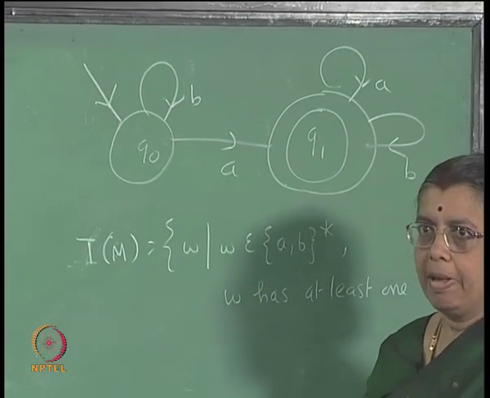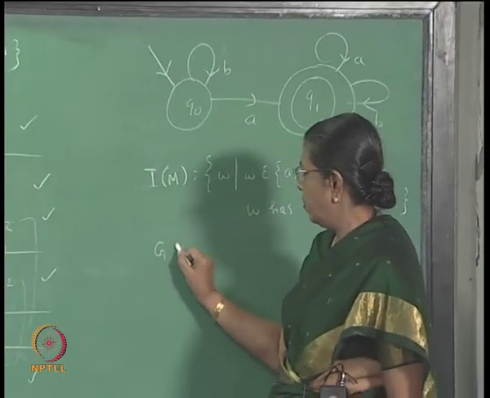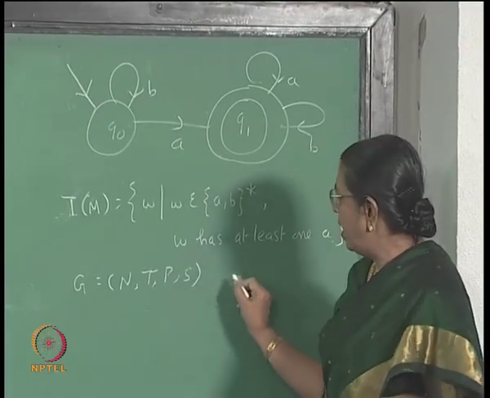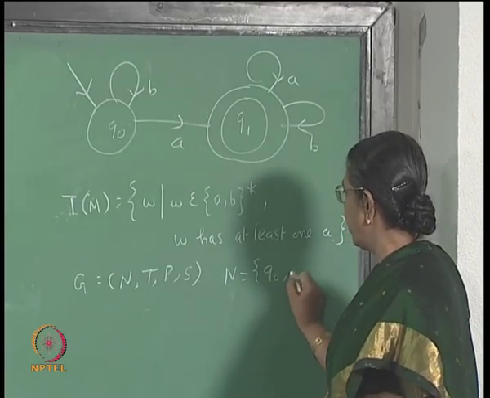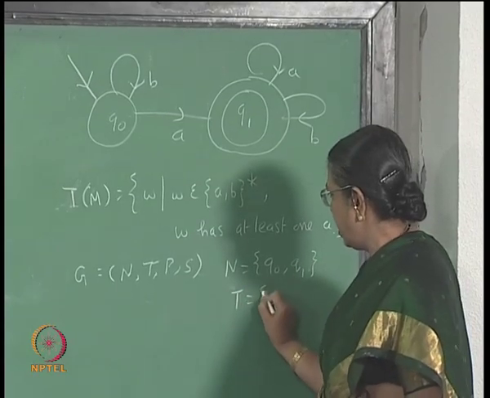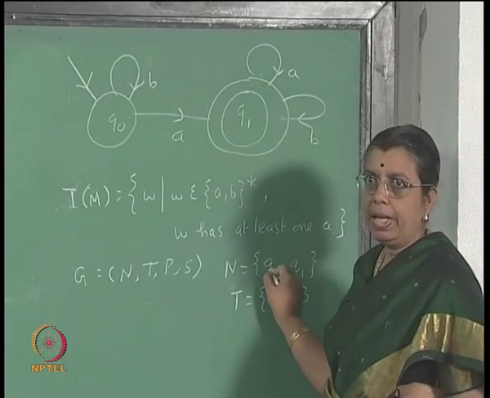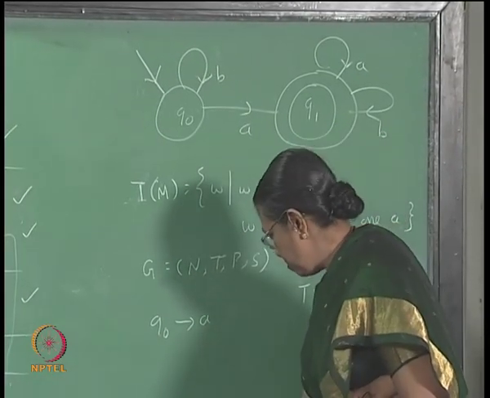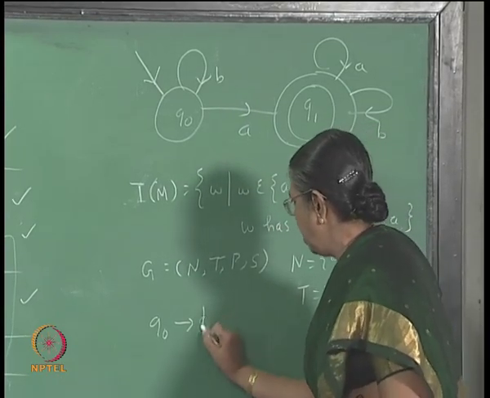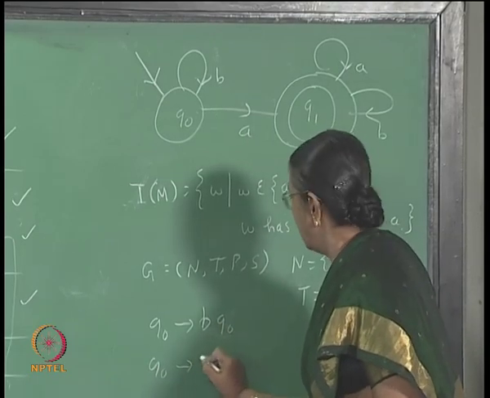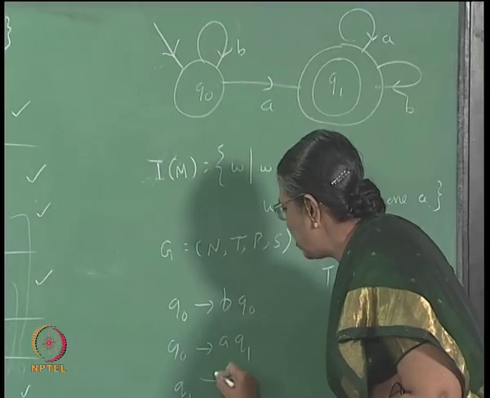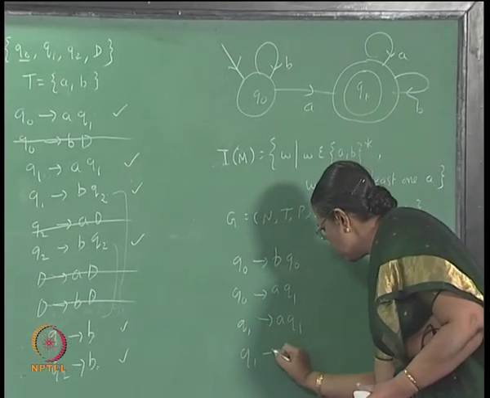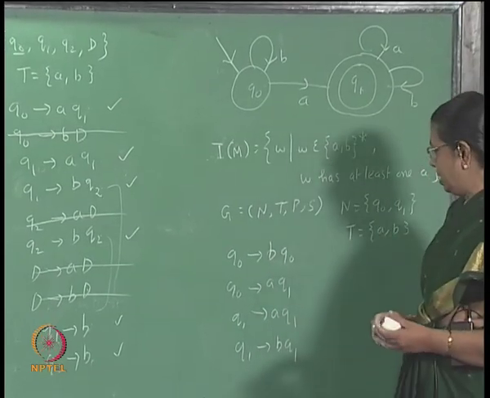Now, let us write the grammar for this. G is equal to (N, T, P, S), where the set of non-terminals is the states Q0, Q1, T of course is {A, B}, Q0 will be the start symbol, and the rules are like this: Q0 goes to B Q0, Q0 goes to A Q1, Q1 goes to A Q1, Q1 goes to B Q1. Q1 is the final state.